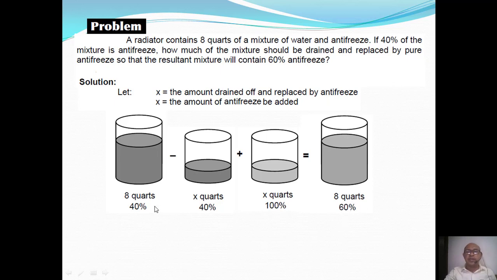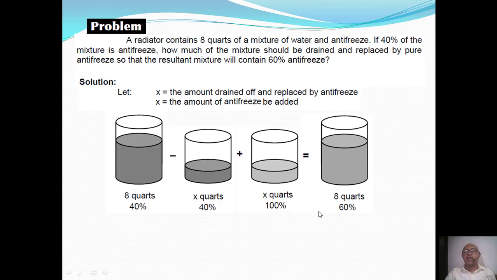So that the resulting mixture is also 8 quarts, but the concentration of the antifreeze is 60%. So notice, originally we have 8 quarts, we drained x quarts, but we add the same amount x quarts, which is pure antifreeze. So the amount, 8 quarts, will be retained, but the concentration of the antifreeze will increase.